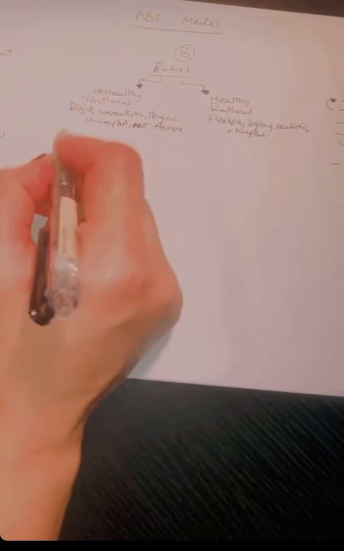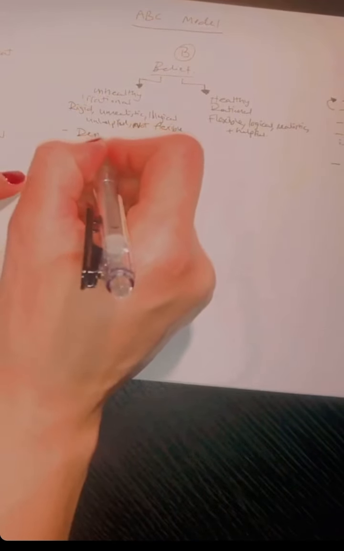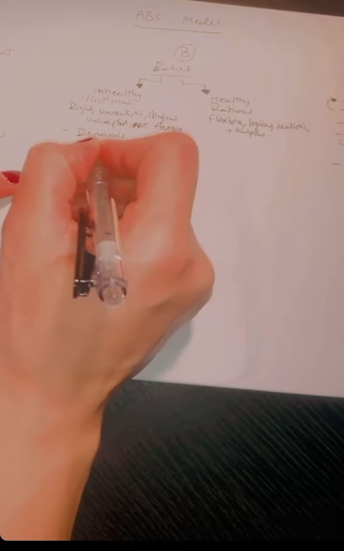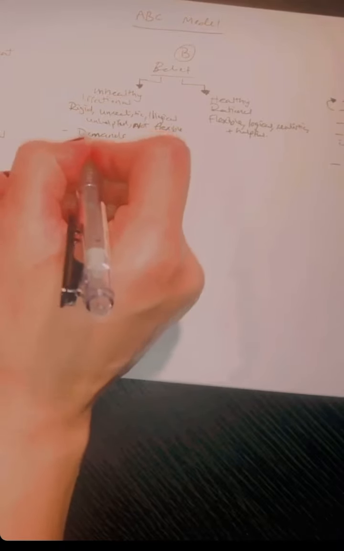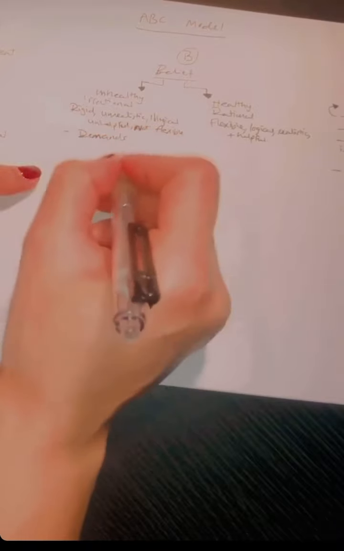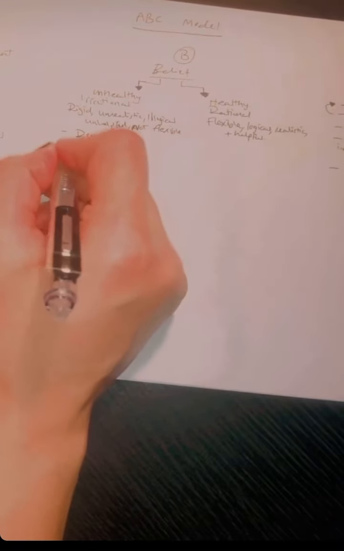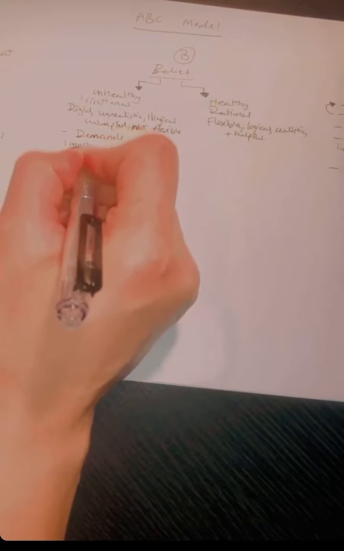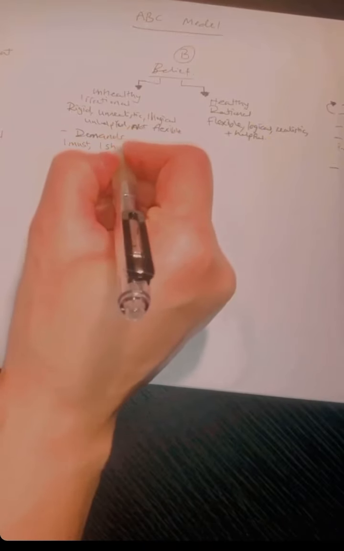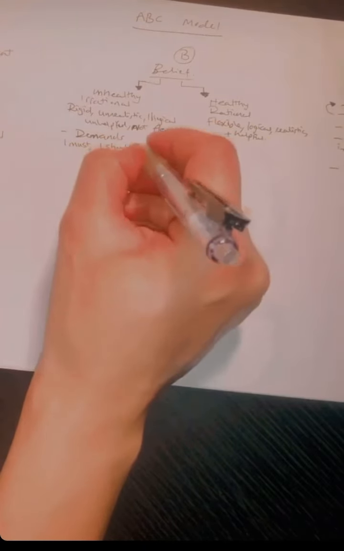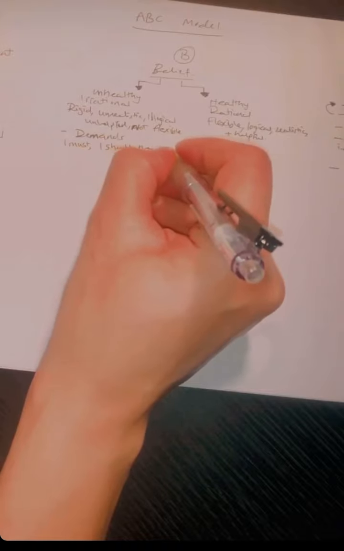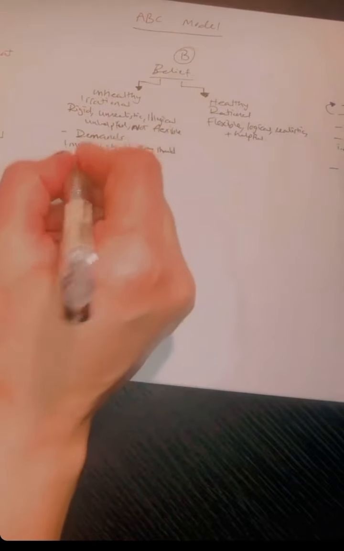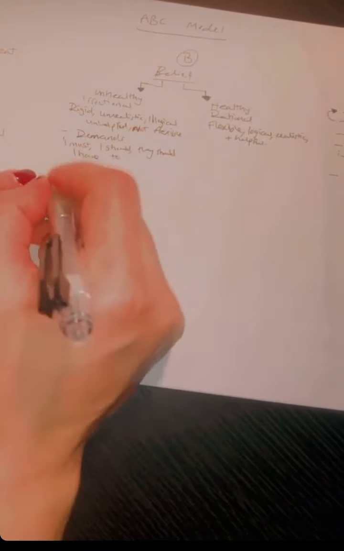So the first example is demands. Did I spell demands correctly? Yes. And examples of demands are I must, I should, they should. It's not just about us, about others as well. I have to. Very, very rigid.